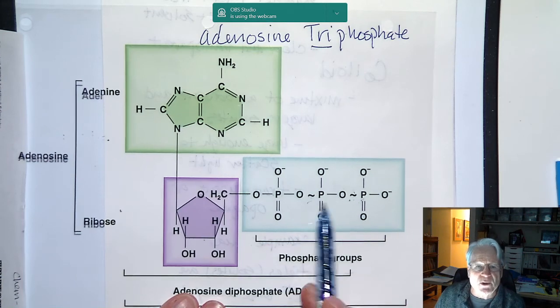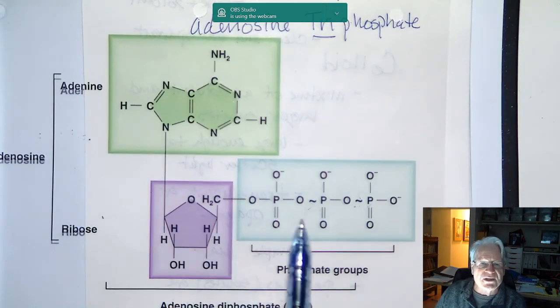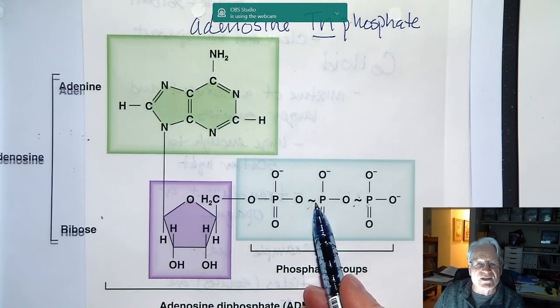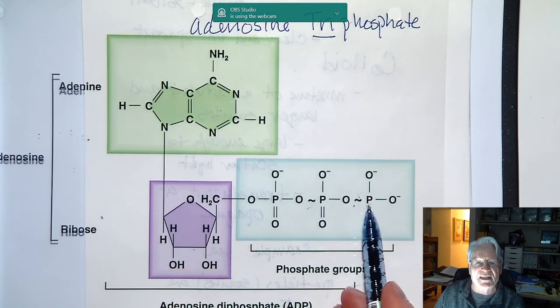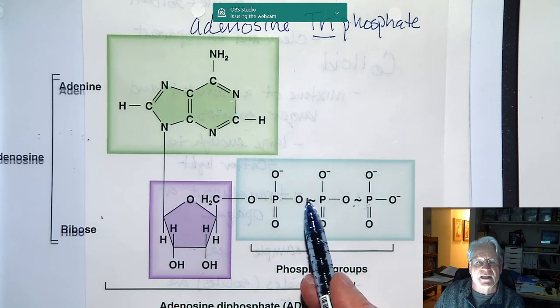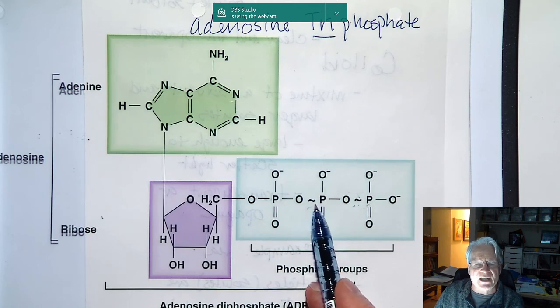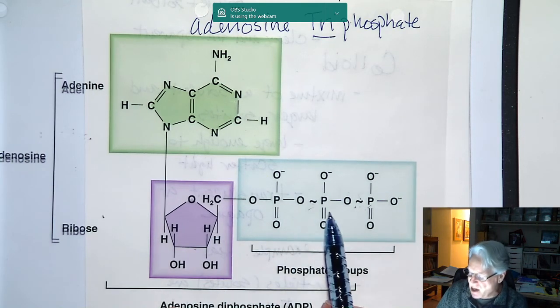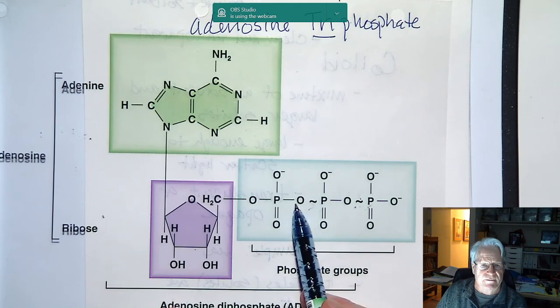This is a modified amino acid because it has the sugar, the base, and the phosphate. But in this case, if you look carefully, over here we have 3 phosphate groups. And if you look even more carefully here, you will see that this line is not straight. It's a little squiggly line. There's a squiggly line here and a squiggly line right there. That little squiggly line means that this is a high energy bond.